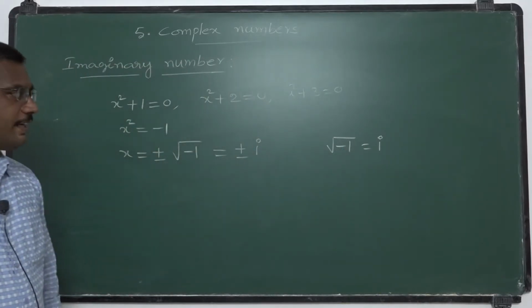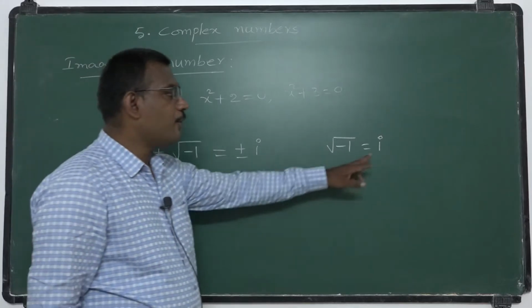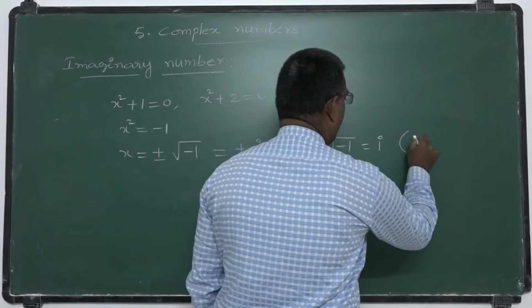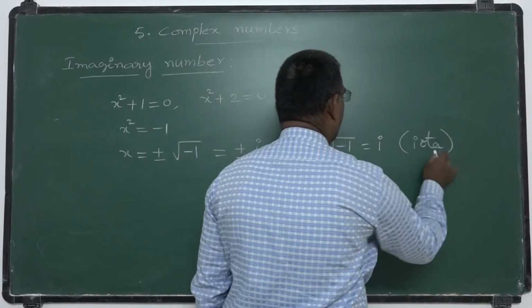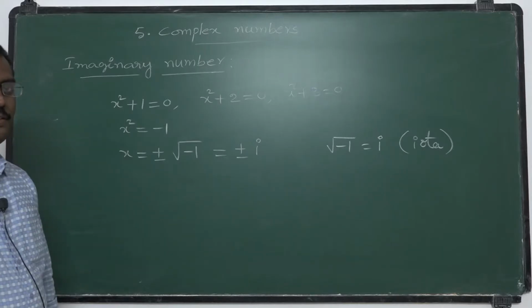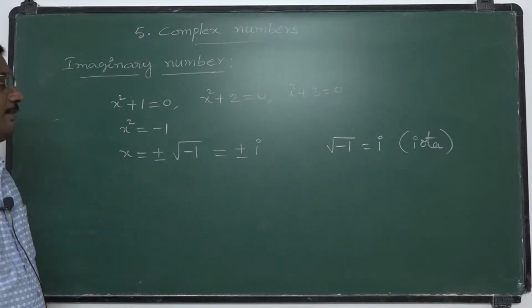So i is called iota. This is a Greek letter iota. So square root of minus 1 is denoted by i. So i means square root of minus 1.